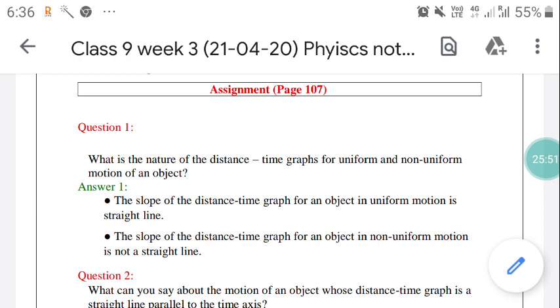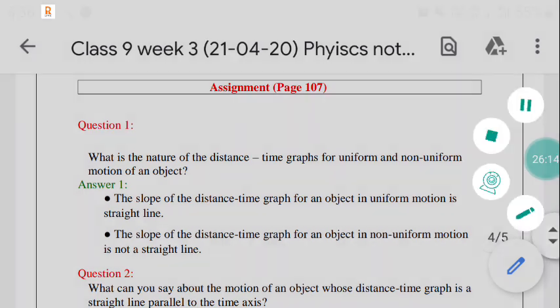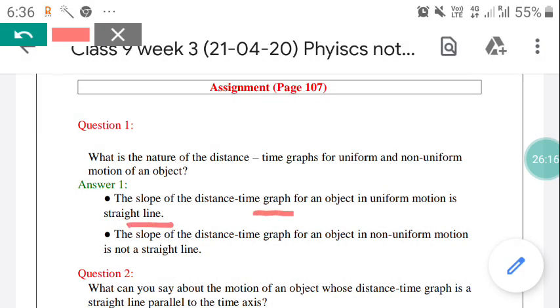Students, I thought I should discuss the questions of the assignment which I have given today. So before saying bye, please have attention here. Question first: what is the nature of distance time graphs for uniform and non-uniform motion? Answer: the distance time graph for an object in uniform motion is a straight line. As I have told you, whenever you see the word uniform, just write straight line in case of graphs. In non-uniform motion, it is not a straight line, or you can write curved line.